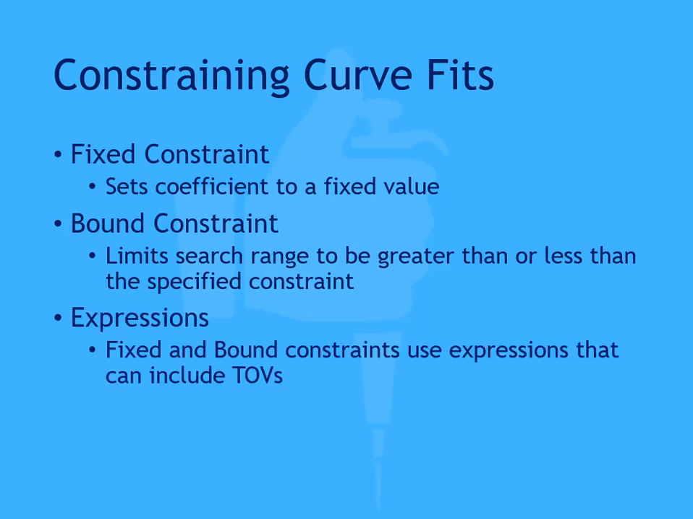You can enter any expression that results in a single numerical value, and this expression can refer to a transform output variable or TOV. TOVs are numerical values that are calculated as a result of the analysis. These could include values calculated by the standard curve fit, like the R-squared, or the curve fit parameters, like A, B, C, and D for the 4-parameter logistic curve. In the first example, I'll show how to constrain the standard curve fit transform.